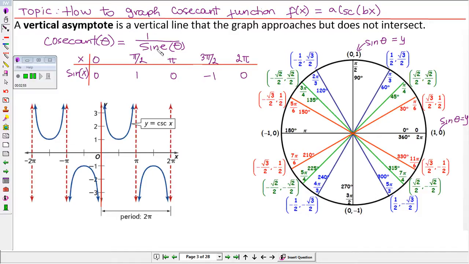Now, since cosecant is a reciprocal of sine, for our cosecant function, think about 1 divided by 0, which is undefined. So that will be your first vertical asymptote, x equals 0. I'm looking at one period only. And then, if sine is 1, 1 divided by 1 is still 1. So the point will be pi over 2, 1.